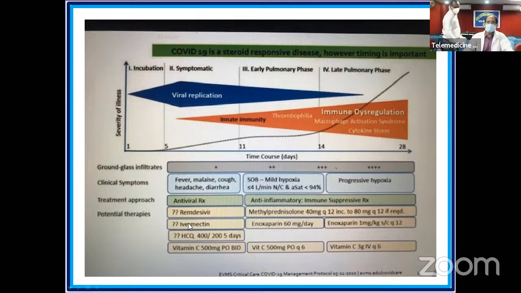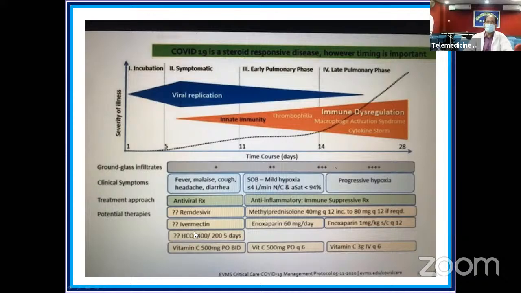Another option we have in the first phase, if oral favipiravir is not available, is ivermectin plus doxycycline. This is also recommended. The Government of India's Ministry of Health and Family Welfare still recommends hydroxychloroquine in mild cases, though the RECOVERY trial and other trials have failed to show its utility.